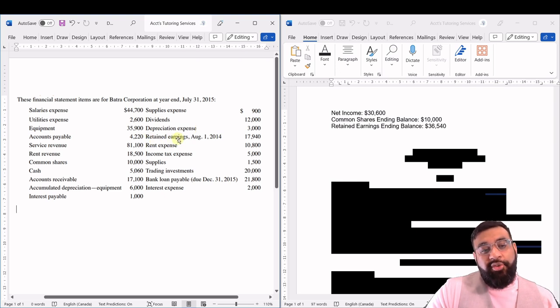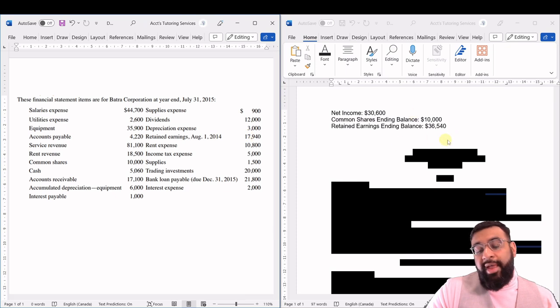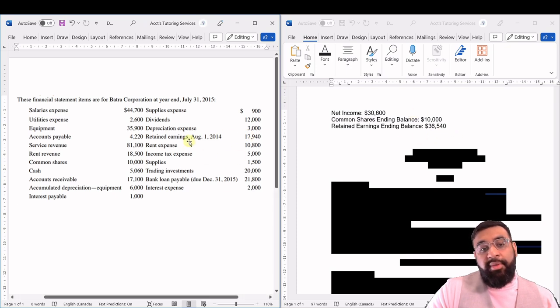We have the beginning balance of retained earnings, August 1st, 2014. This goes onto the statement of changes in equity, and we use this balance to arrive at the ending balance over here. So we took this beginning balance of 17,940 plus the 3,600 net income minus the dividends declared 12,000 to arrive at the 36,540. Rent expense and income tax expense are both expense accounts on the income statement. Supplies and trading investments are both future benefits. They're assets, they're current assets.